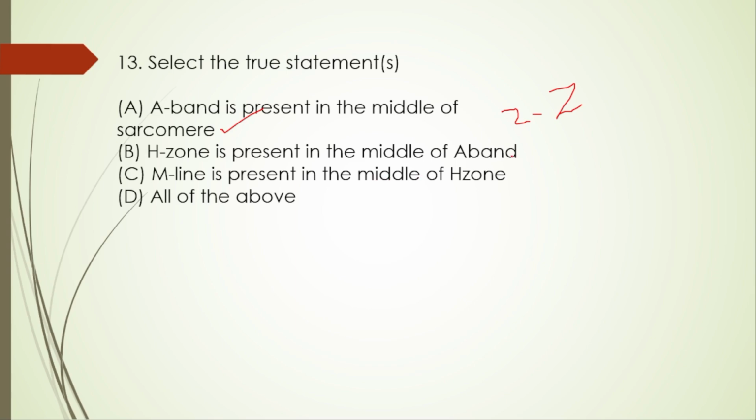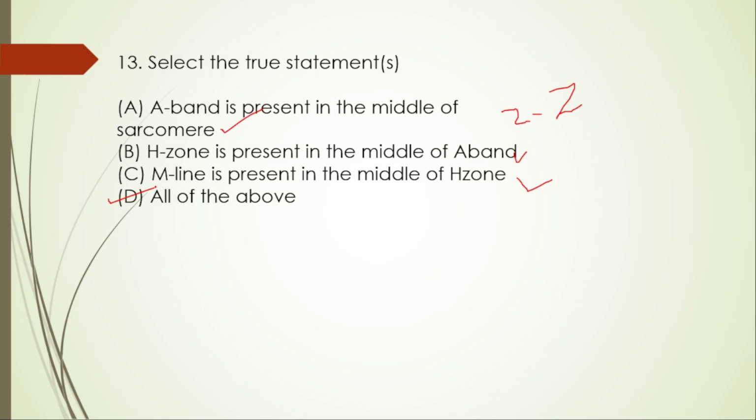Yes, this one is also correct, where the H zone is the central part of the A band where only thick filaments are present. Next, C. M line is present in the middle of H zone. This one is also right. So D, all of the above, is right.